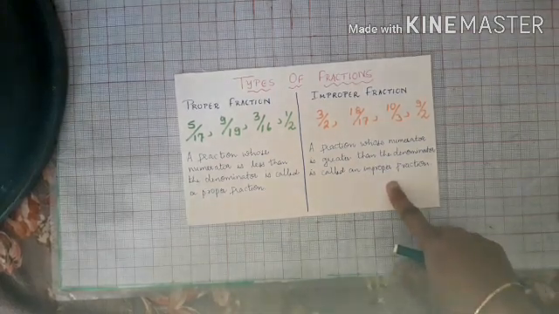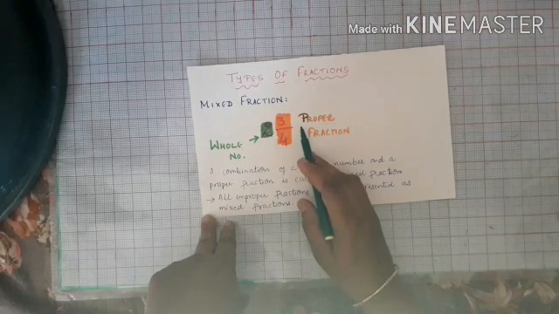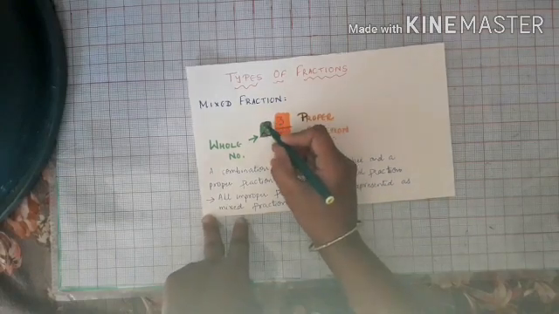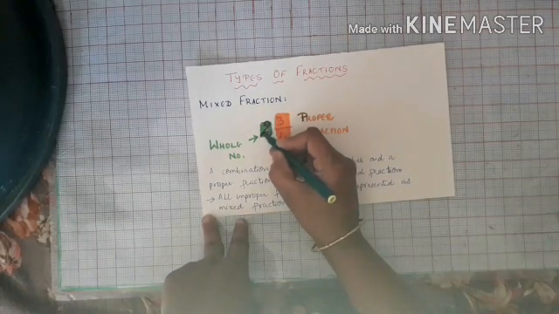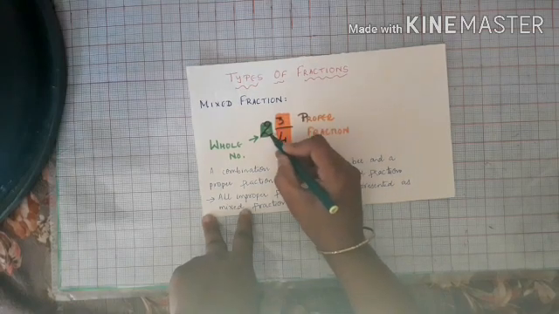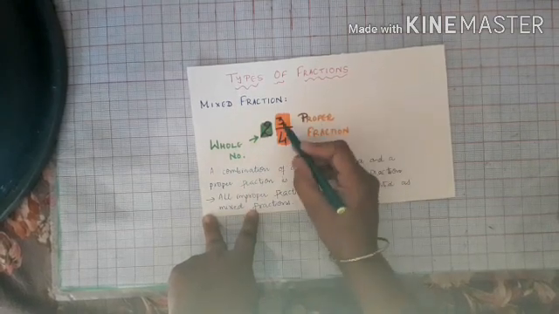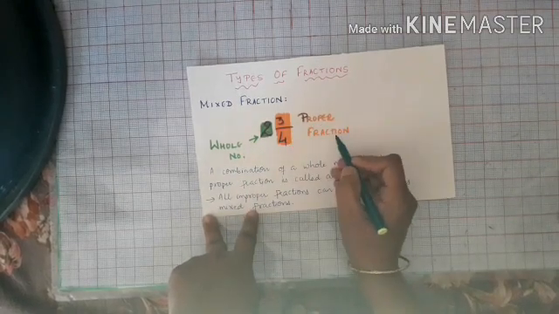A mixed fraction can be converted to an improper fraction. Now, what is a mixed fraction? A mixed fraction is a combination of a whole number and a proper fraction. Here you can see the number given as 2 3/4. Here 2 is a whole number, whereas 3/4 is a proper fraction.